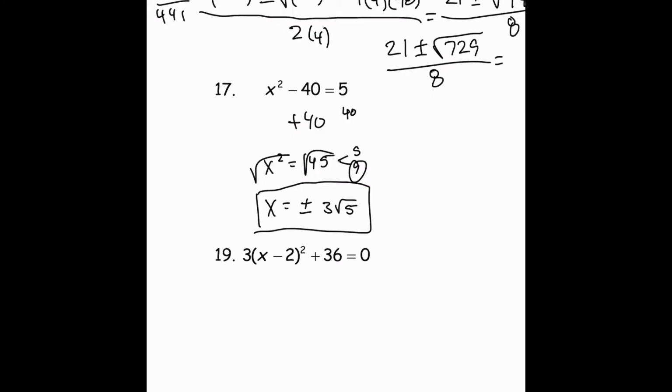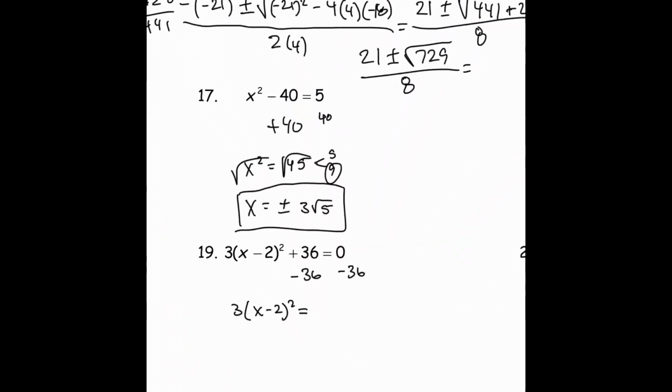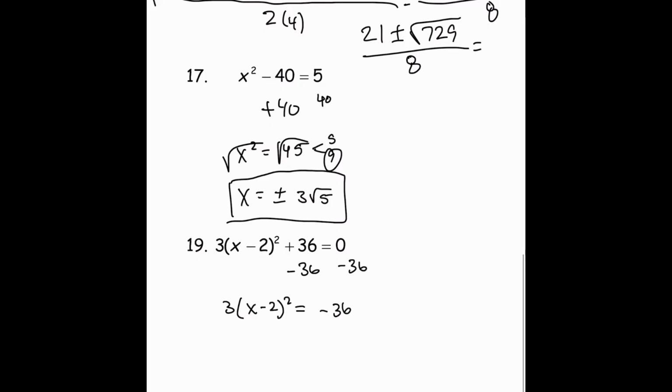Okay, let's look at number 9. Actually, 19, my bad. Let's look at number 19. It's kind of the same thing. Minus 36 from both sides. So 3 times x minus 2 squared. So this is negative 36 divided by 3, both sides. Right, I can do anything I want to either side as long as I do it to both sides. 3's cancel. So it's going to be x minus 2 squared is equal to negative 12.